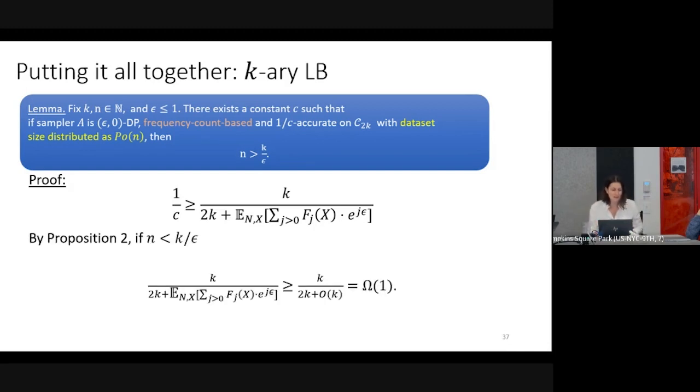And then by proposition 2, if n is less than k over epsilon, we said that the expectation scales like k. So we get k over 2k plus order k, which gives us a constant lower bound. And so if you take C to be large enough, meaning the accuracy is good enough, we get a contradiction to the fact that n is less than k over epsilon.